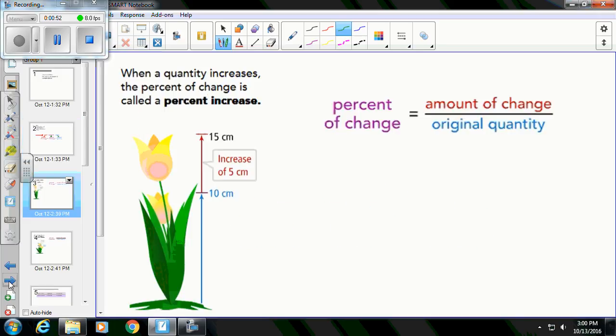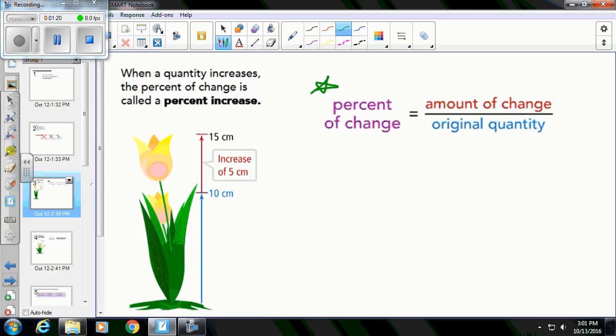When a quantity increases, the percent of change is called a percent increase. Our formula for percent of change, and you're going to want to star this or highlight this, is equal to the amount of change over the original quantity. So when we look at this first example, we have a flower. It was originally 10 centimeters, and it grew 5 more centimeters, so it increased 5 centimeters.